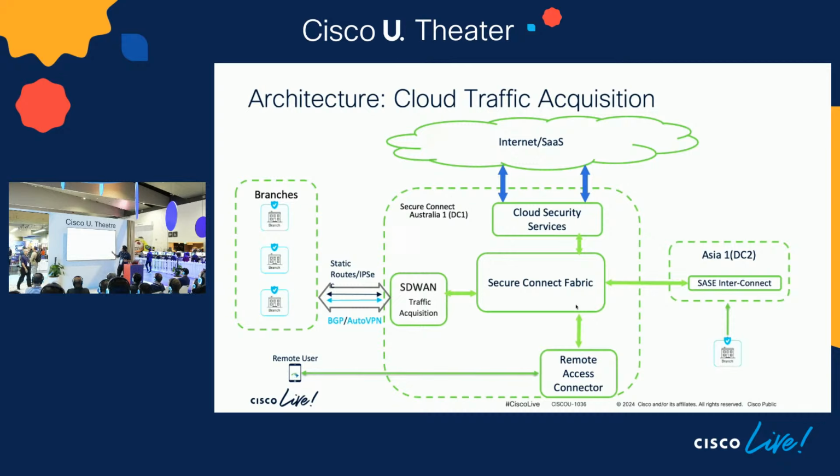On the right hand side, you can see we have another branch. That branch is connected to a different region completely. This is maybe Singapore. That one is in Australia, maybe in Melbourne. And with the help of interconnect, all the locations will be centrally connected with the help of our backend fabric. From there, we also have a remote access connector that will be receiving all the traffic from remote users, and then different cloud security services, right, which we briefly touched on in the previous slide.